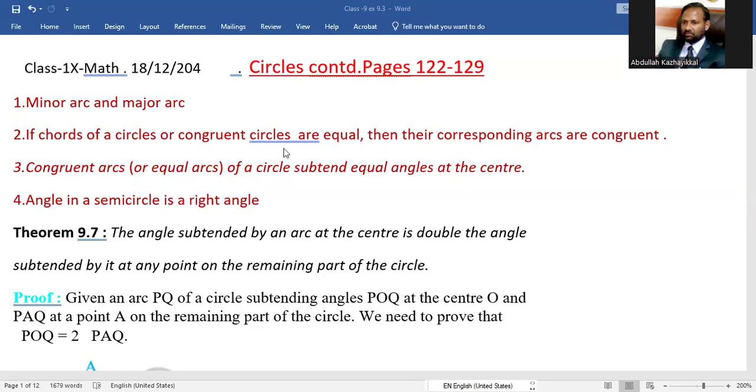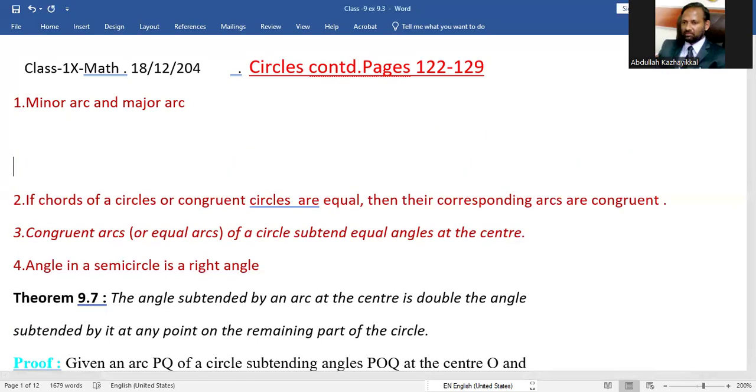If chords of a circle or congruent circles are equal, then their corresponding arcs are congruent. The converse: congruent arcs or equal arcs of a circle subtend equal angles at the center. A congruent circle is the same circle. Angle in a semicircle is a right angle. Then, what is a minor arc? What is a major arc? I think there is no confusion about minor arc and major arc.